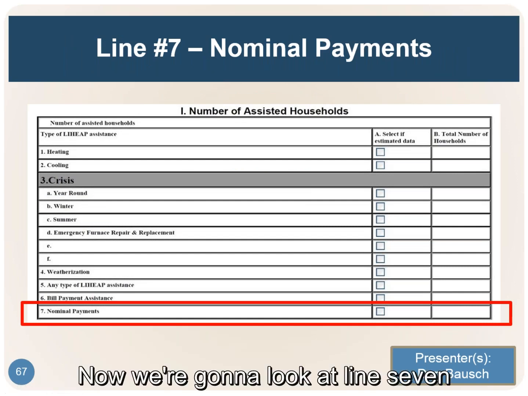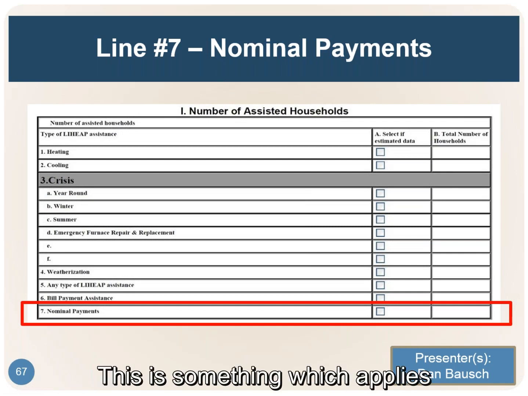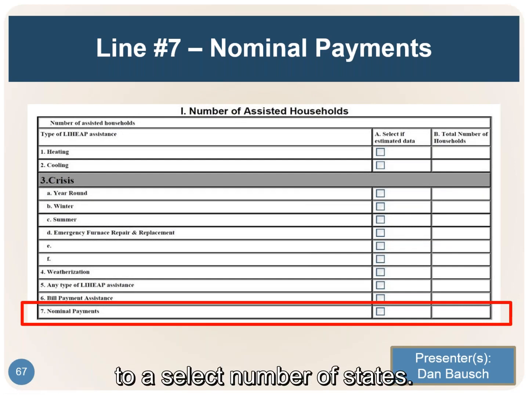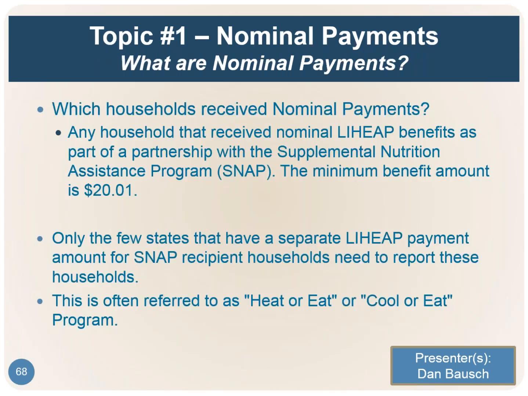Now we're going to look at line 7, which is nominal payments. This is something that applies to a select number of states. Next slide.